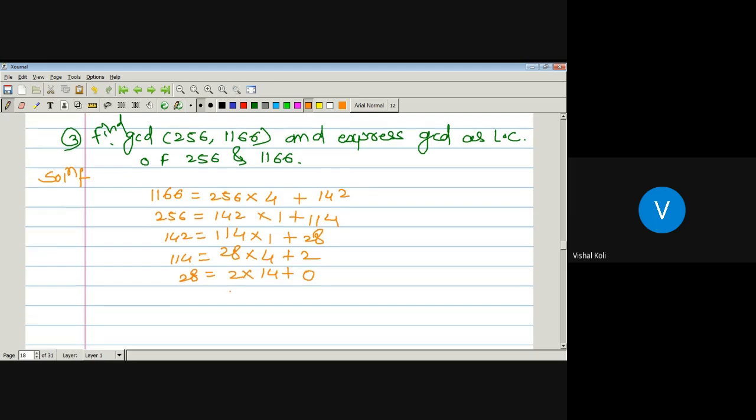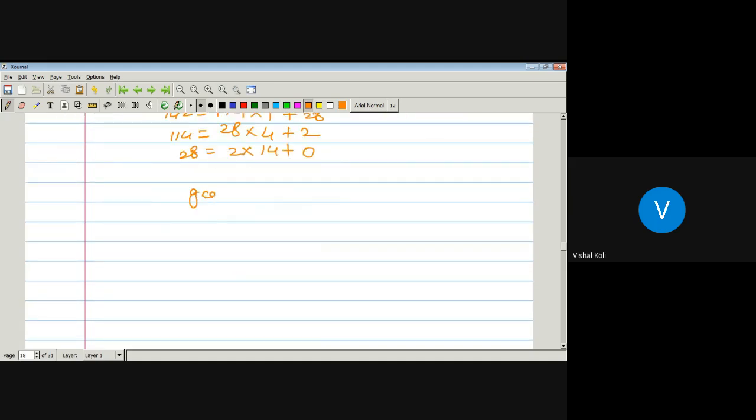So what is the GCD of 256 and 1166? The GCD is 2. So here we will get the value of d. Now we have to express that GCD as a linear combination of 256 and 1166.